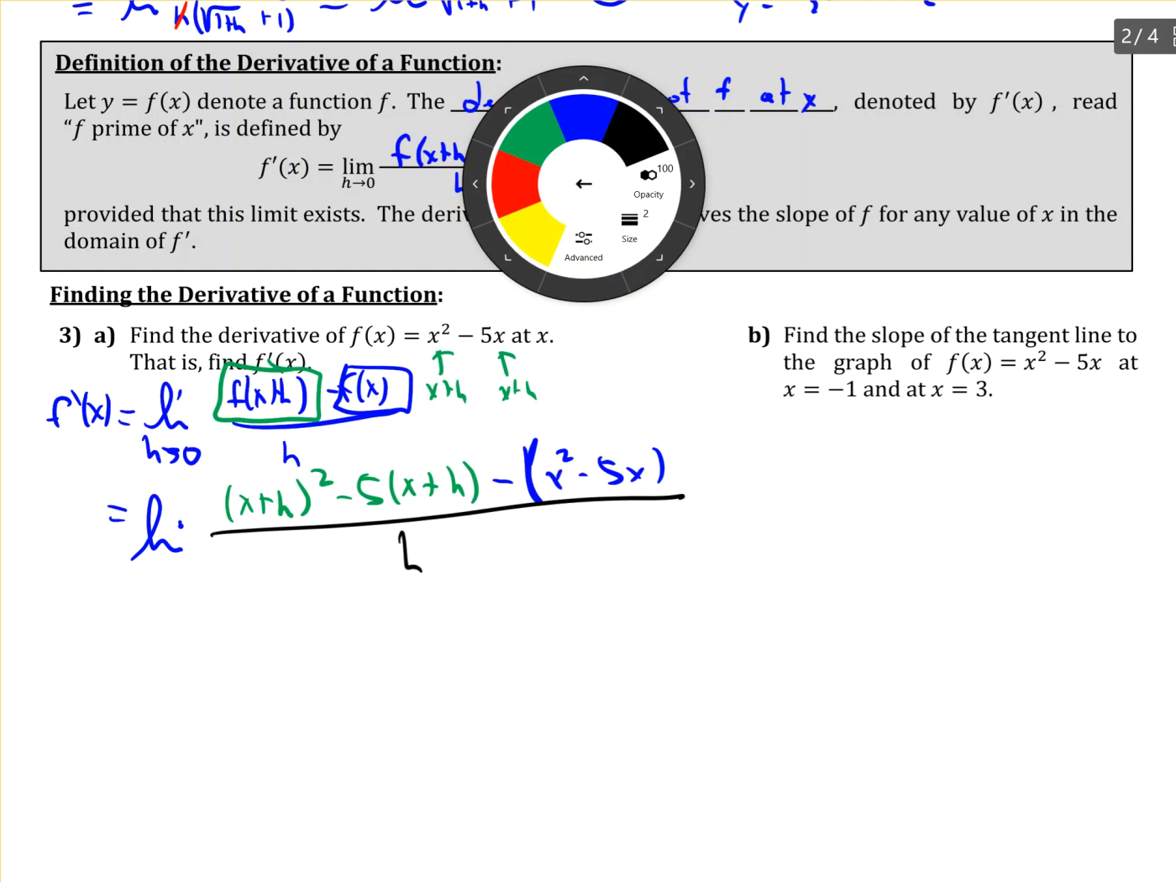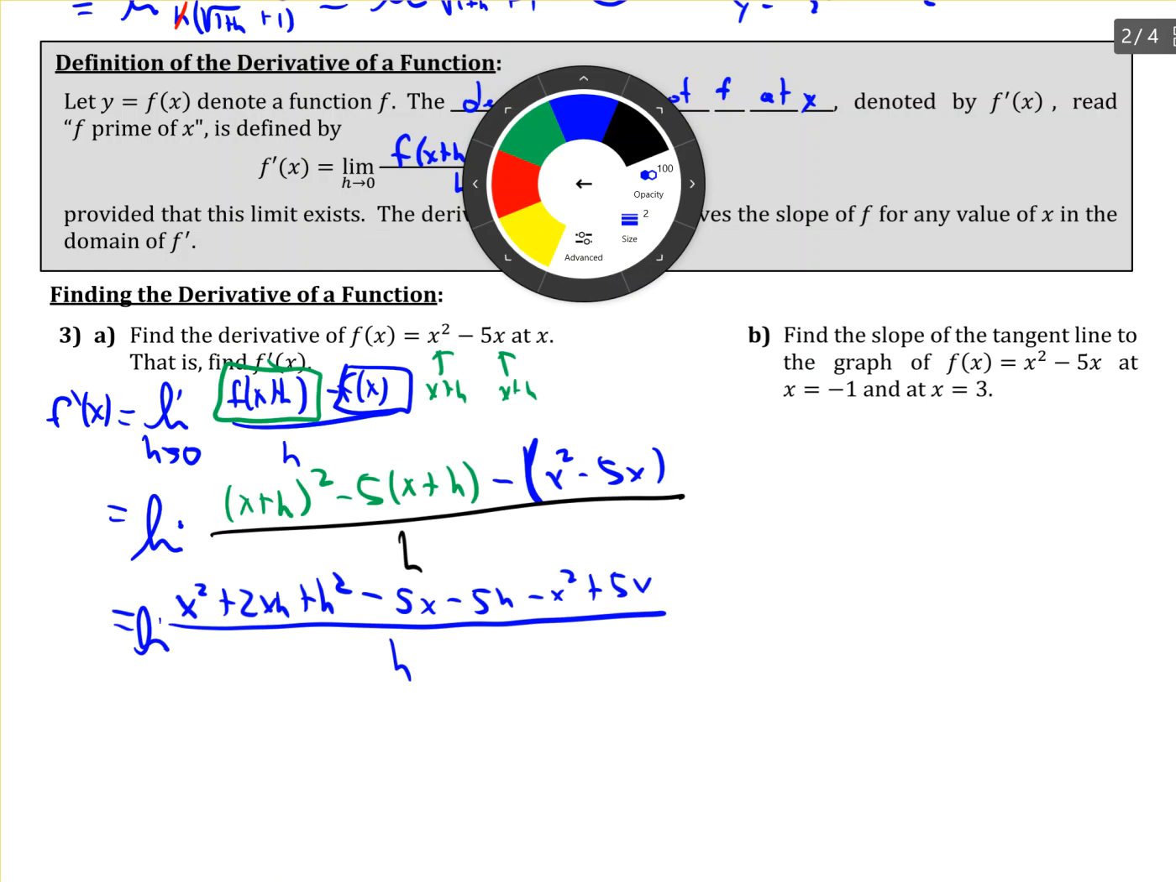Now we just go ahead and expand this. For x plus h squared, we use our good old binomial theorem that we learned not very long ago. It turns into x squared plus 2xh plus h squared minus 5x minus 5h minus x squared plus 5x, all of that over h, and I've got my limit sitting out in front. I just expanded all that, distributed the minus sign through, and now let's look for cancellation. We should get a lot of cancellation. So x squared minus x squared goes away. Minus 5x plus 5x, those cancel.